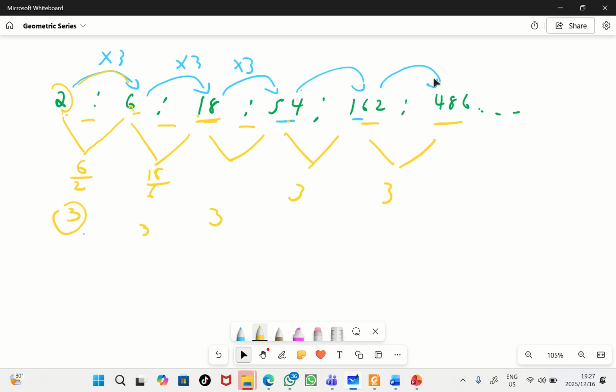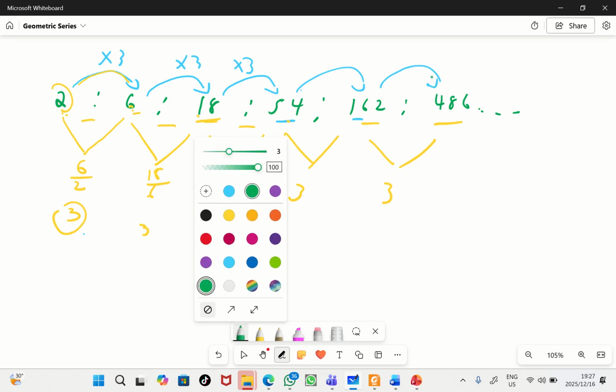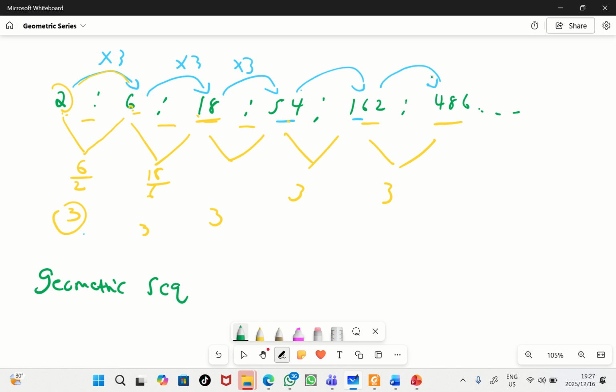Now, this type of sequence in which they multiply by the same number between successive terms is called a geometric sequence. We did this last week. And this number, the number they multiply by, is what we call the constant ratio. Any questions?